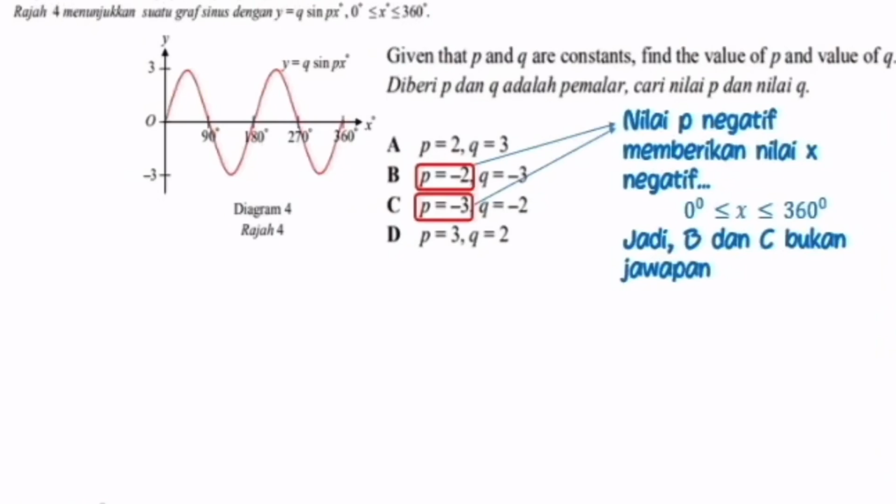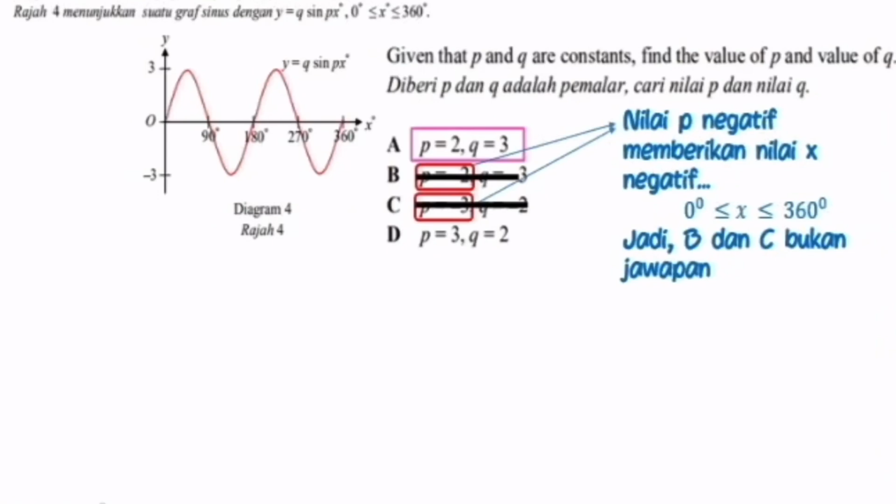Then we look at the graph. Q is the amplitude of the sine graph, and P is the number of cycles. It is 2 cycles, right? So P should be 2, and the amplitude is the maximum value of y for the graph, which is 3. So Q is 3, P is 2, so the answer should be A, right?